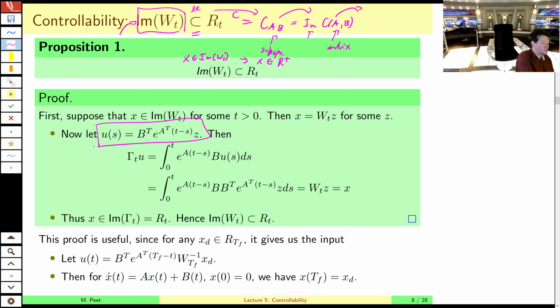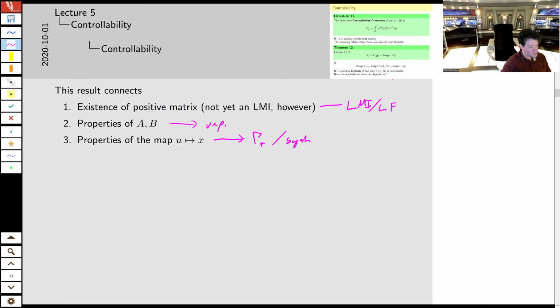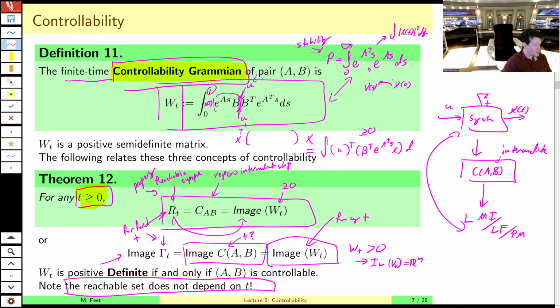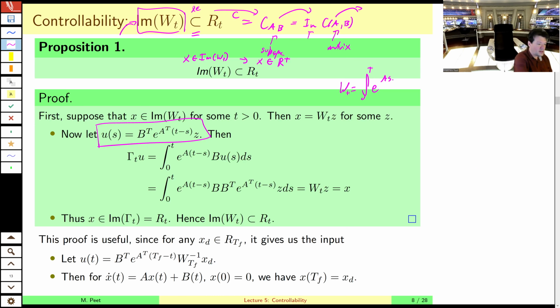So suppose that X is in this image of this matrix. Remember what W was. W of T is the integral from 0 to T of e to the A S, B, B transpose, e to the A transpose S, dS. That's what W was. So just box that off.